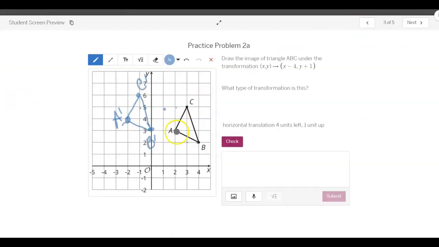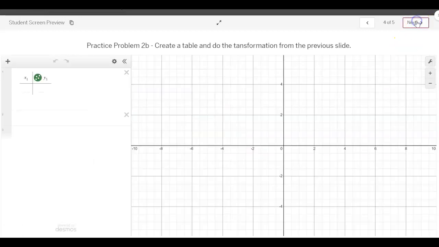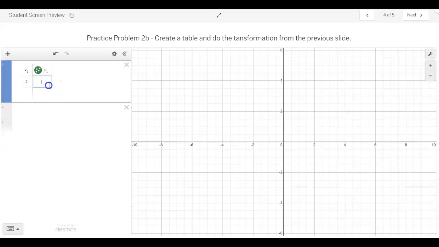So the original coordinates of A here, we're going to have to figure out. So we start with A. A is going to be at the coordinate 2, comma 3. So we look and see what the x-axis is and then the y-axis. So A is 2, comma 3. So we're going to put that as our very first coordinate. 2, 3.